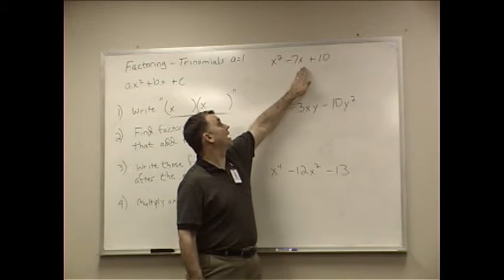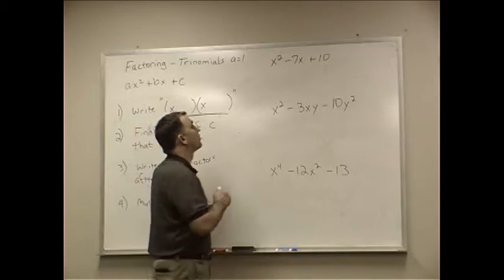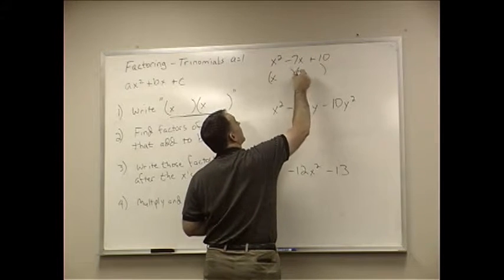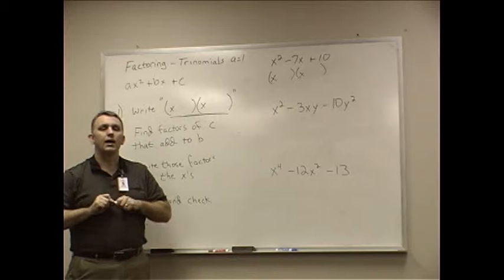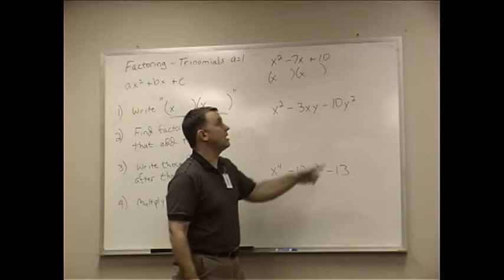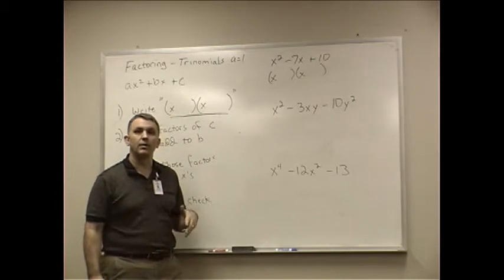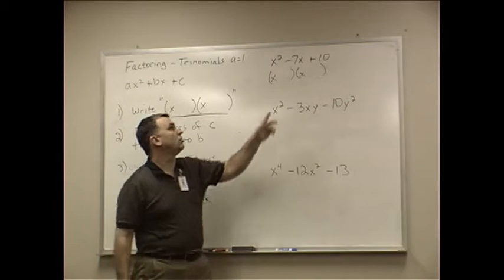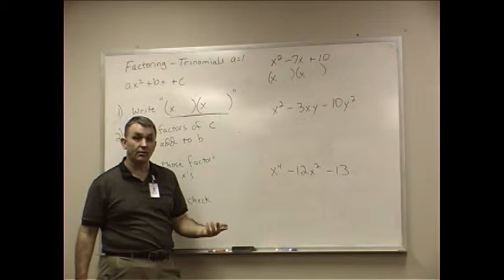Okay, the first one, x squared minus 7x plus 10. The first step, x and x. Now when we look at the second one, we're going to find factors of c that add to b. Hope you realize c is just the whole number, the number out there on the end. Factors of c that add to b. b equals negative 7 in this case, doesn't it?